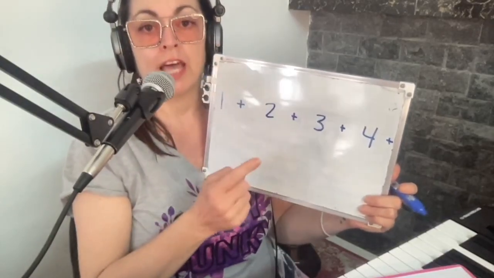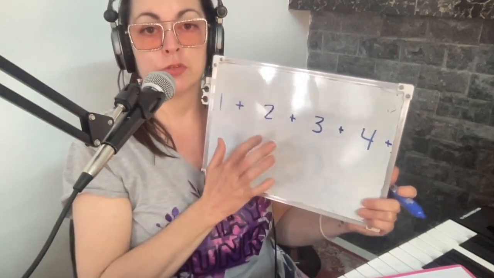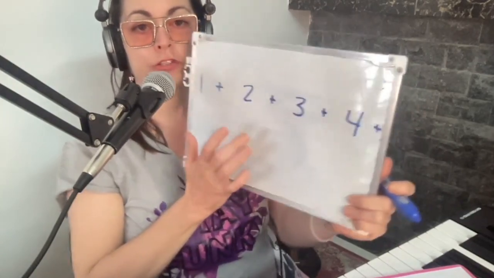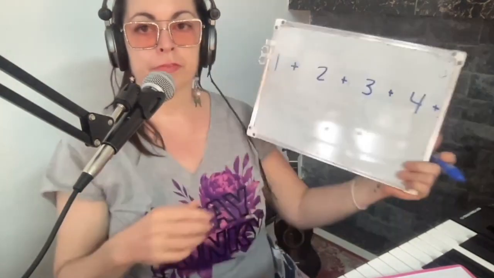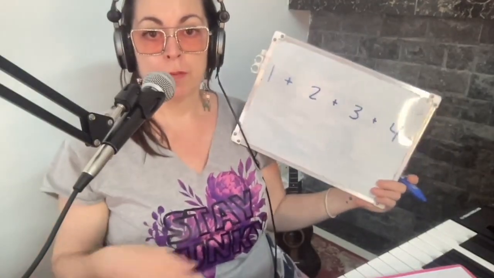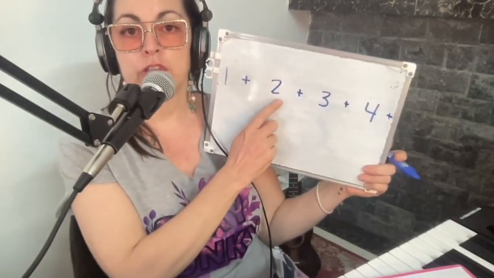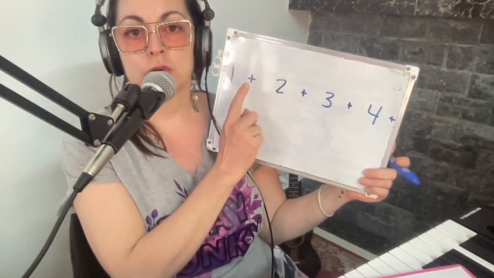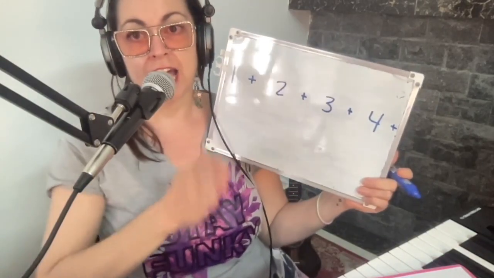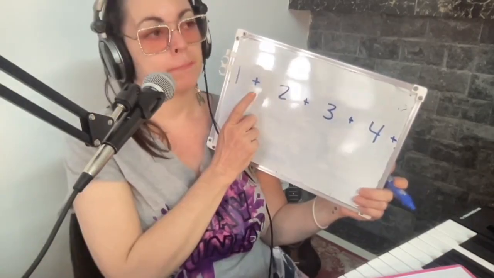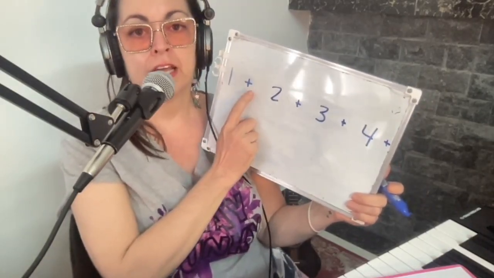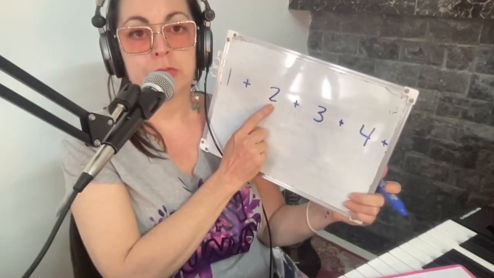1 and 2 and 3 and 4 and. If we're swinging a rhythm, this and is going to come closer to the next beat. So we're not dividing everything exactly 50-50 in half. We're pushing this and beat a little bit closer to the next beat.